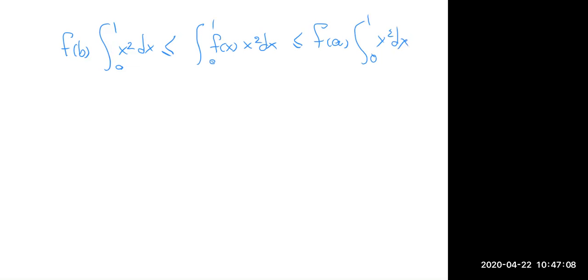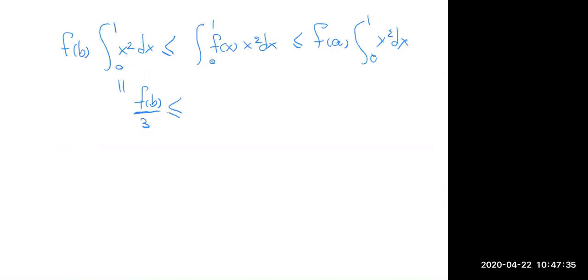But integral of x squared, we know what it is. It's integral of x squared dx is x cubed over 3. From 0 to 1 is 1 over 3 minus 0 over 3. So it's just 1 over 3. And then we are multiplying it by f of b, so I can erase these things. So if I multiply it by f of b, it would be f of b over 3.